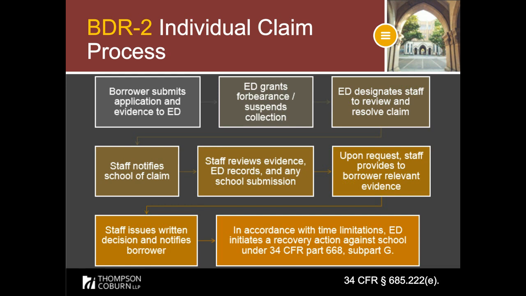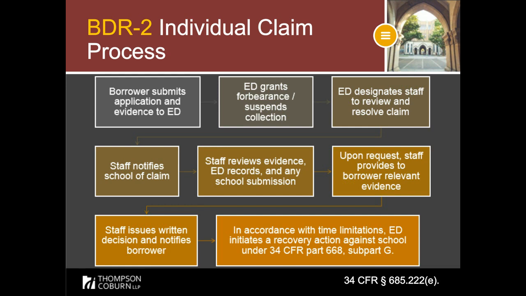So BDR-2, the individual claim process. The borrower submits the application and evidence to the department, and then the department grants forbearance, suspends collection. The department designates staff to review and resolve the claim, and then the staff notifies the school of the claim at that point. The staff reviews the evidence and the records available to the department and any school submission, and then upon request, they'll provide the borrower with the relevant evidence to review. And then they issue a written decision and notify the borrower. And finally, if they want to, they can have a recovery action.